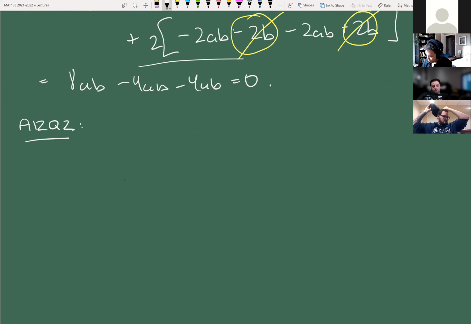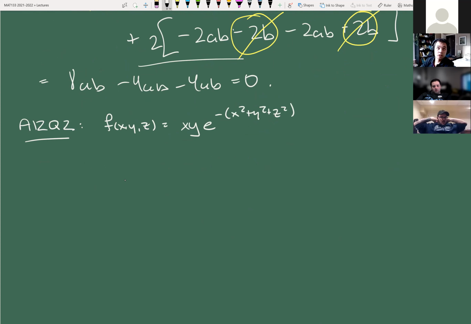So A12 question 2 is, we've got this function f(x, y, z) is x, y, e to the negative x squared plus y squared plus z squared. So the question is, find the critical points basically of this thing.